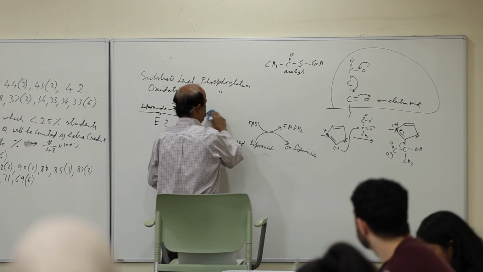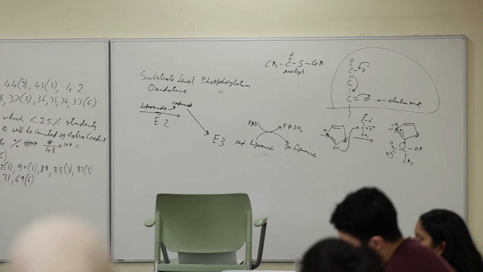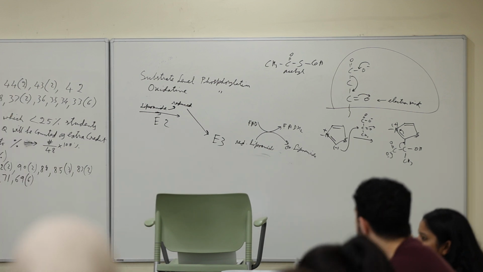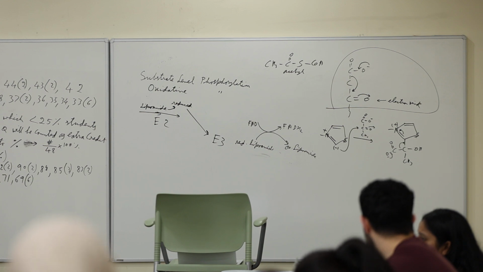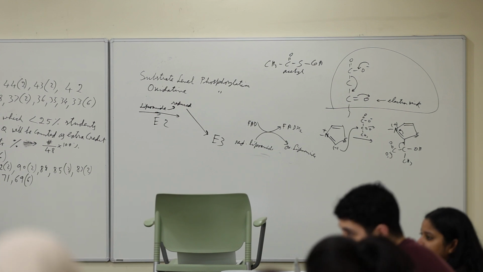Wait, what does acetyl-CoA turn into? Acetyl-CoA is not turning into anything, it's going to the citric acid cycle. That is the end product. That's the goal of this whole reaction. Pyruvate converts to acetyl-CoA, and that goes to the citric acid cycle.